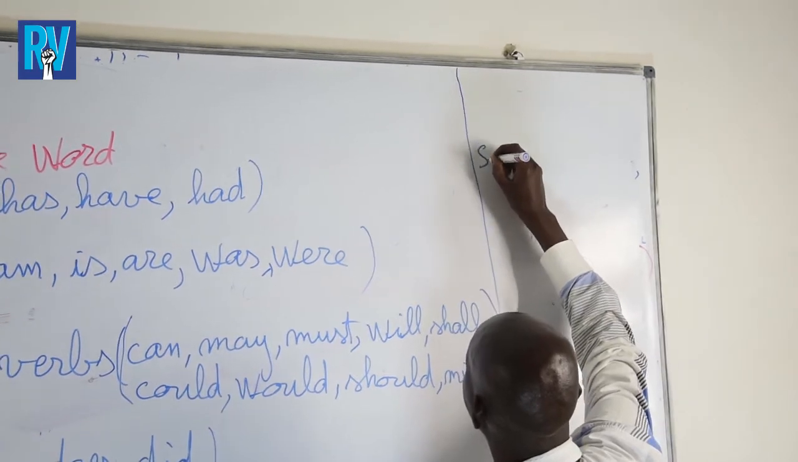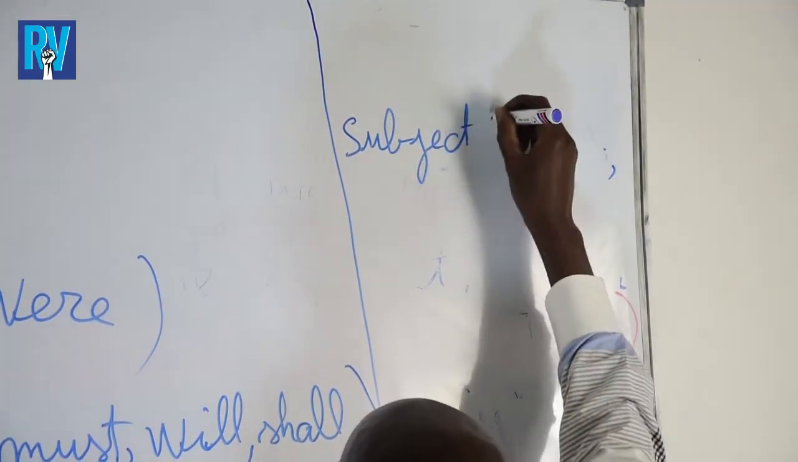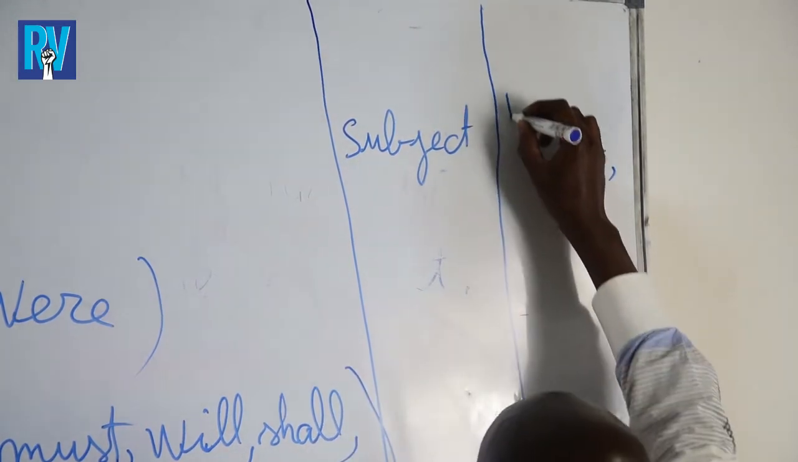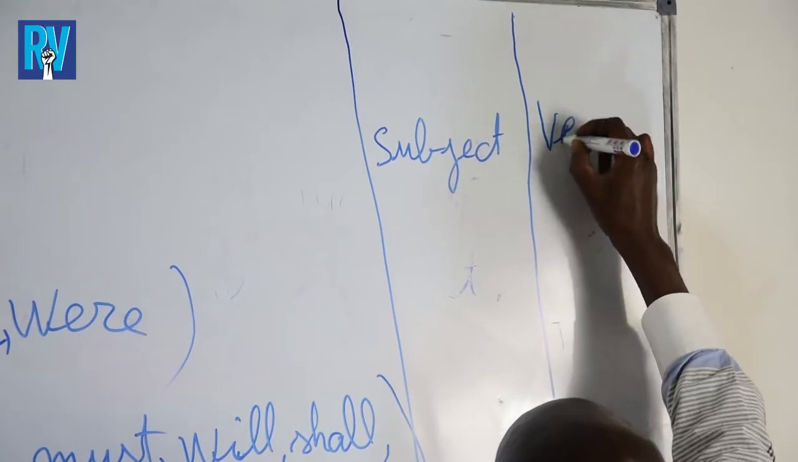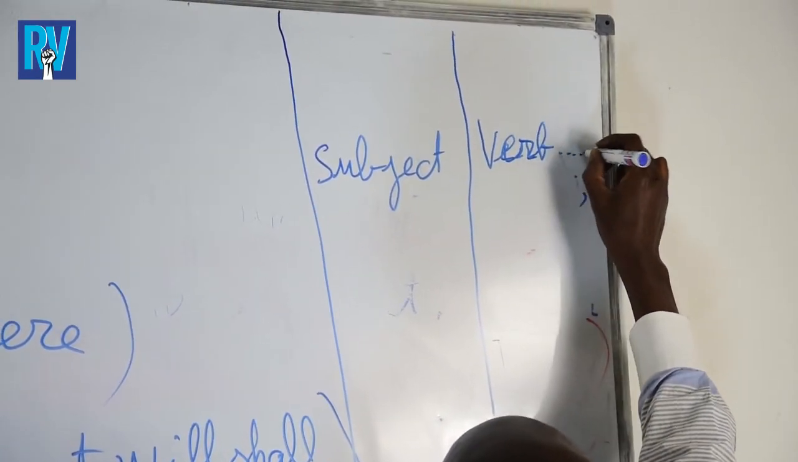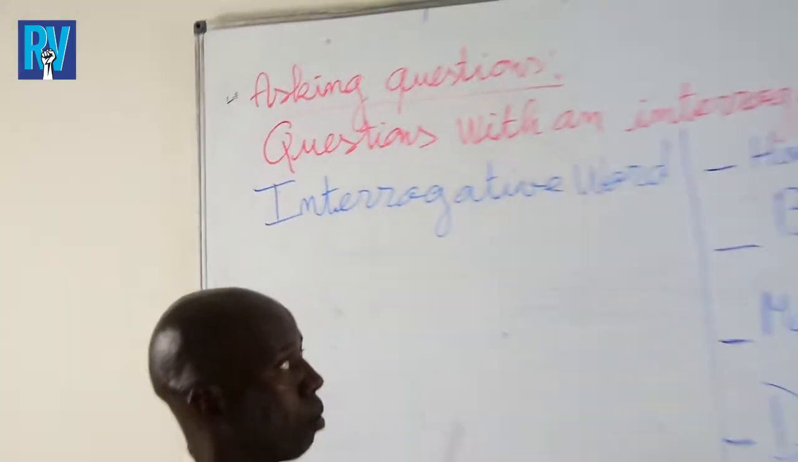Ça, c'est la place du sujet. And here, you will have the verb. Ici, un complément, vous complétez. So this is exactly how to ask the question. Donc voilà comment on pose la question.